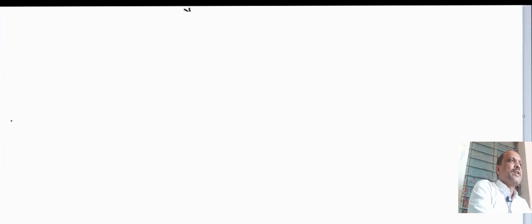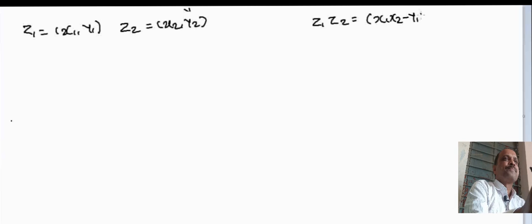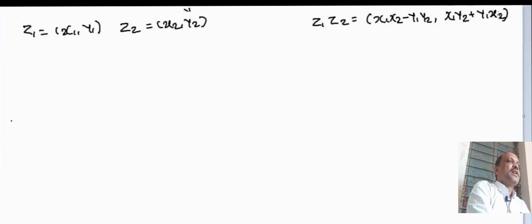Suppose z1 equals the complex number (x1, y1) and z2 equals the complex number (x2, y2). We have defined z1 into z2 equal to (x1 x2 minus y1 y2, x1 y2 plus y1 x2). We have also seen that z1 plus z2 equals (x1 plus x2, y1 plus y2).